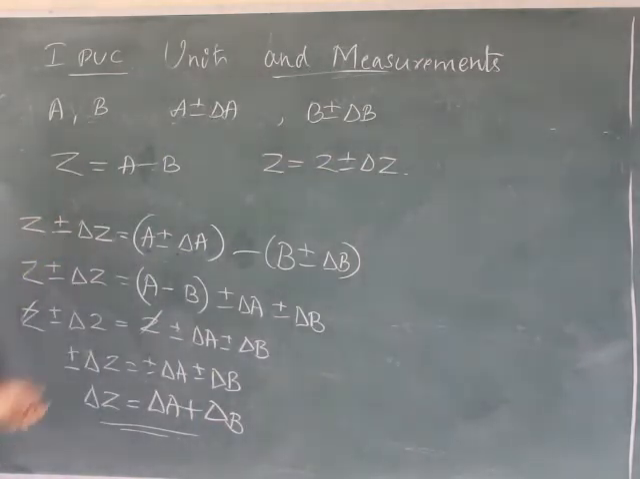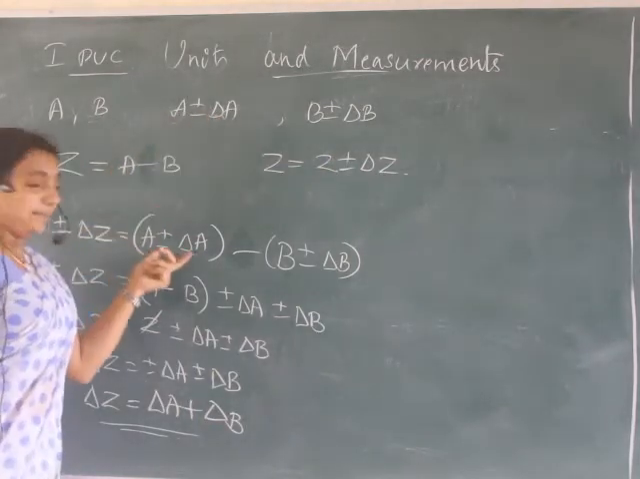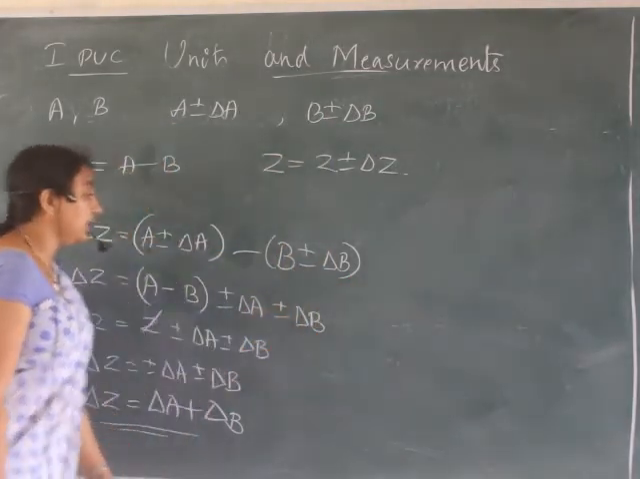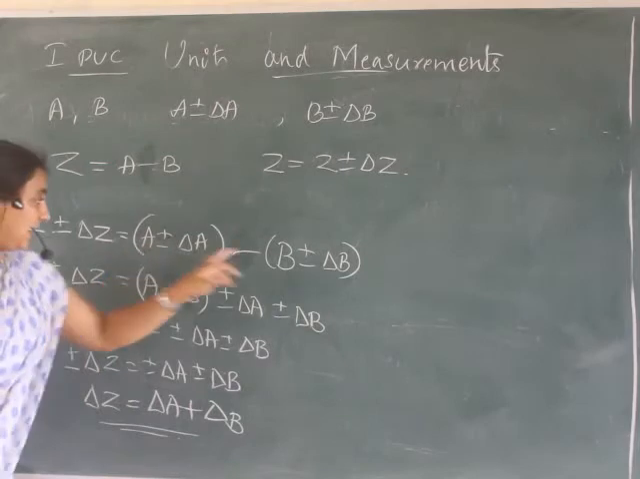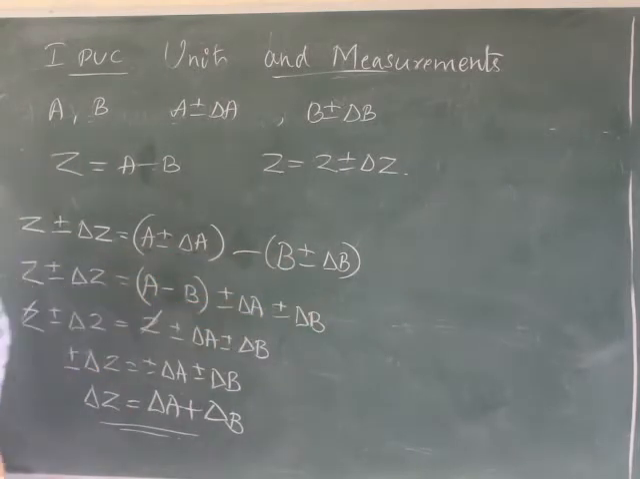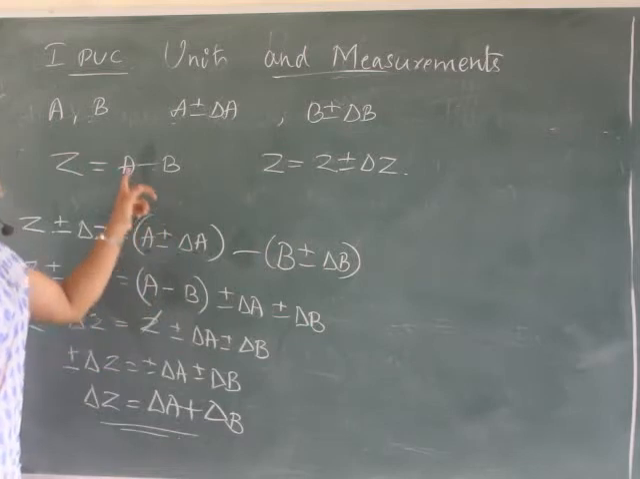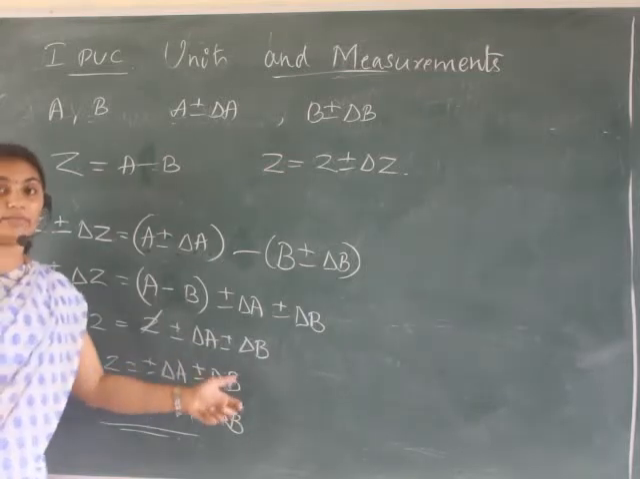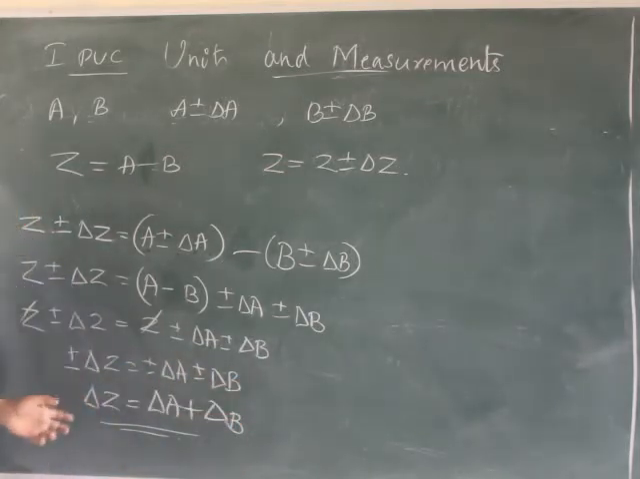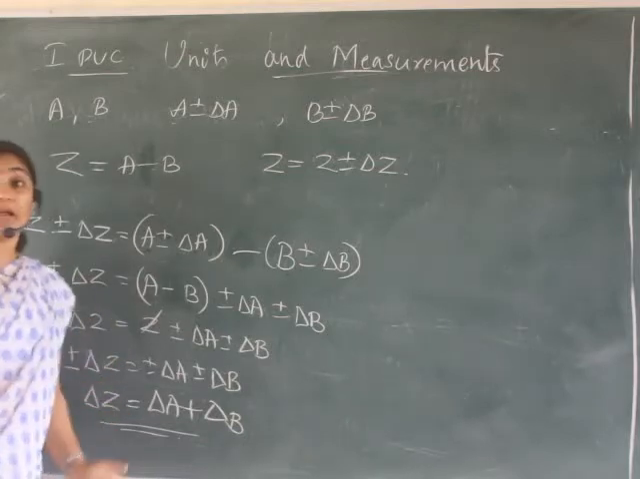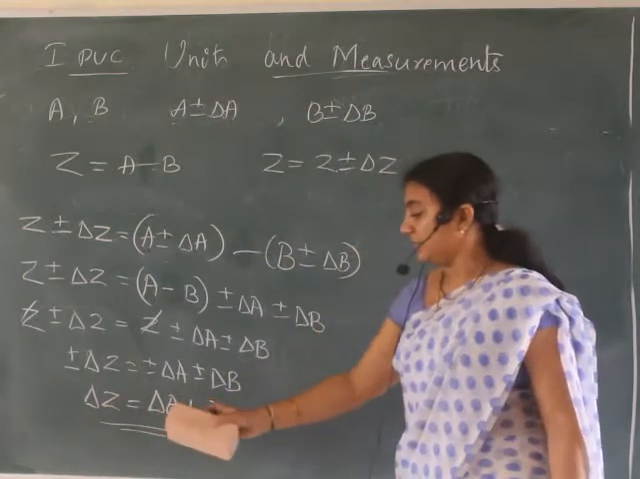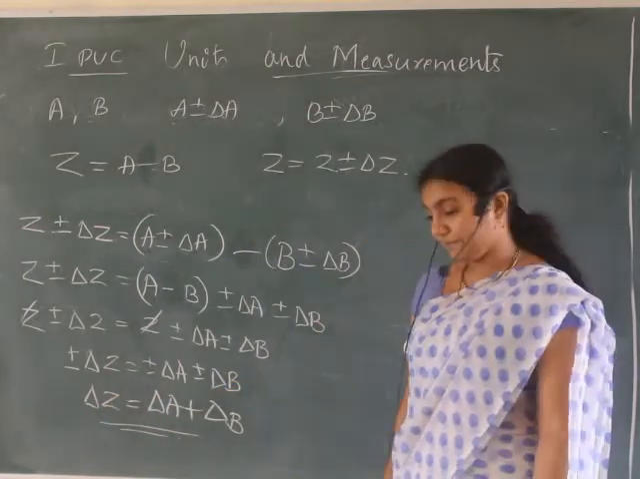I wrote it. So, this is nothing but a plus or minus delta a minus b plus or minus delta b. Now, I will rearrange it: a minus b, plus or minus delta a, plus or minus delta b. A minus b is nothing but z, so z will cancel. What is remaining? Plus or minus delta z is equal to plus or minus delta a plus or minus delta b. What is the maximum possible error? Maximum possible error means you have to add. So, delta z is equal to delta a plus delta b.